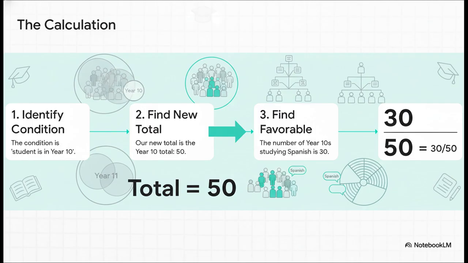And out of those 50, how many study Spanish? The table tells us it's 30. So the probability is simply 30 out of 50.